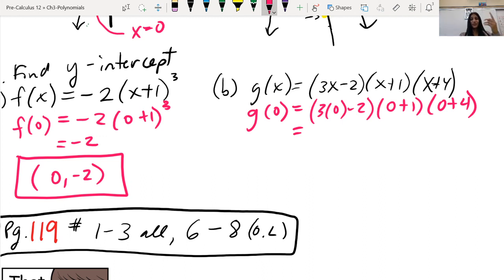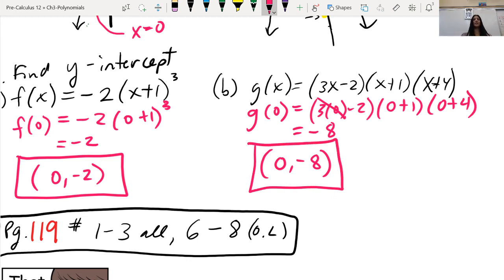So the nice thing about that is you can probably just do this in your head by looking at it. But when we take a look at this, we're just doing -2. That's going to be wiped out. So -2 times 1 and just times 4. So it's -8. And again, I just really like to make it super clear. Good habits to get ourselves into. And that is that our point for our y-intercept would be at (0, -8).